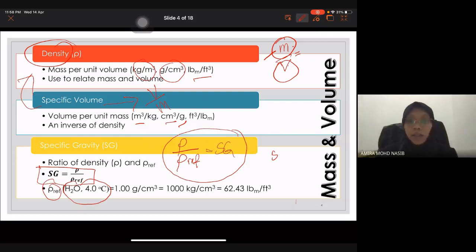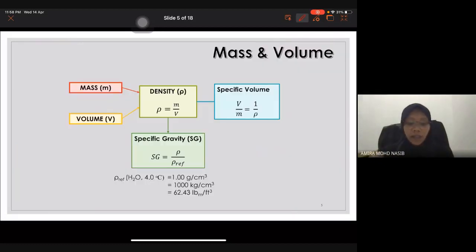they give you the specific gravity, and you need to find the density of that substance. Basically the conversion will be given in the appendix of the question. Just remember the correlation between specific gravity and density. These are the short forms, a mind map that is easy for you to understand.